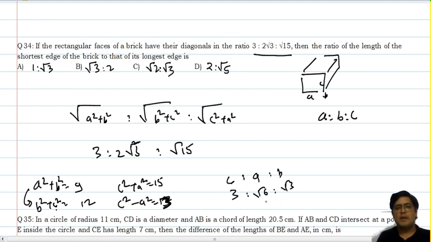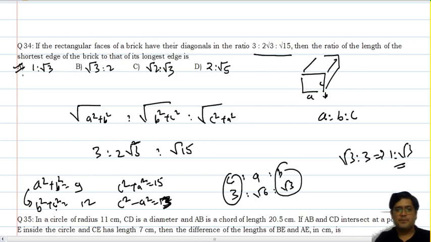So which is the smallest one and which is the largest one? Smallest one is √3, largest one is 3. What is √3 ratio 3? It is 1 by √3. Answer option A.